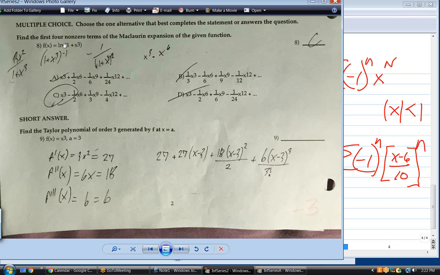This one's pretty easy. You just did it straight out. Took the first 4 derivatives, evaluated them, and figured out what their coefficients were.